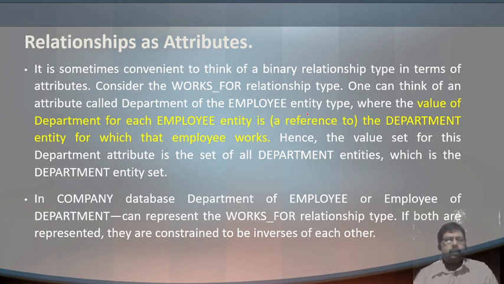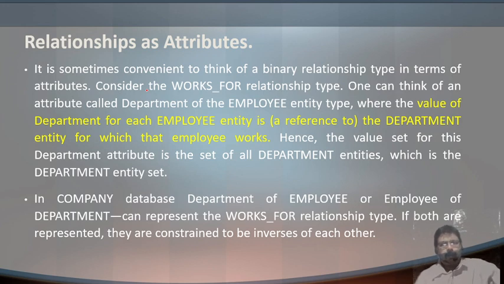Now let us discuss relationship as an attribute. When we take a binary relationship type, consider the works for relationship type. We know that the works for relationship is between the employee and the department. Here we can say that the value of the department for each employee entity is the department entity for which that employee works.